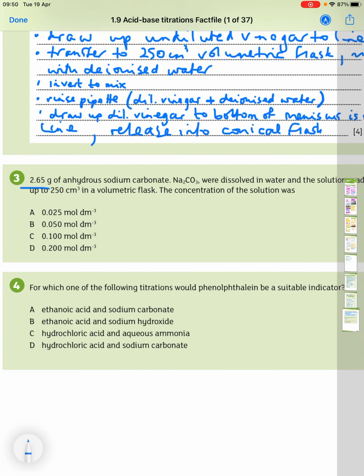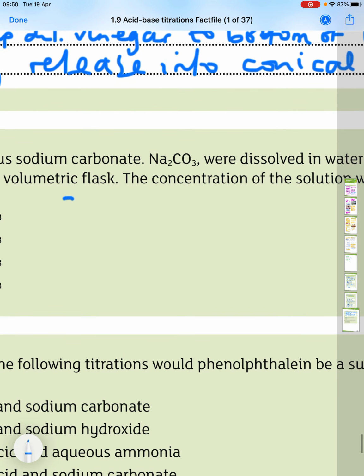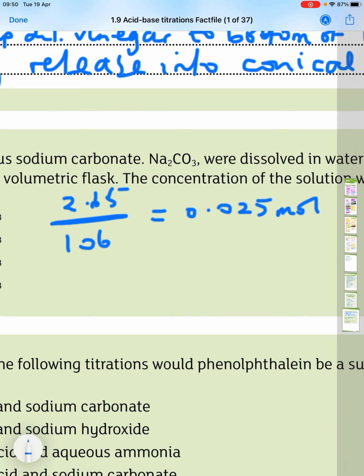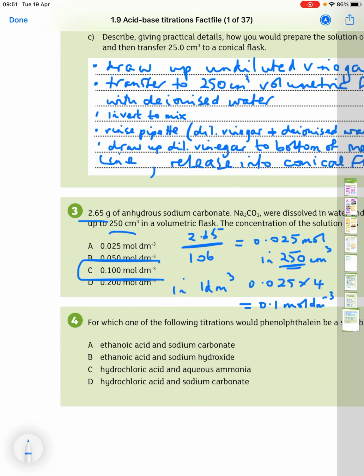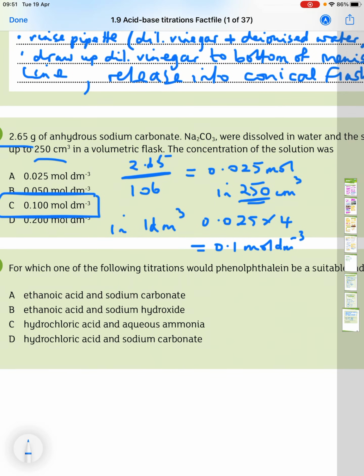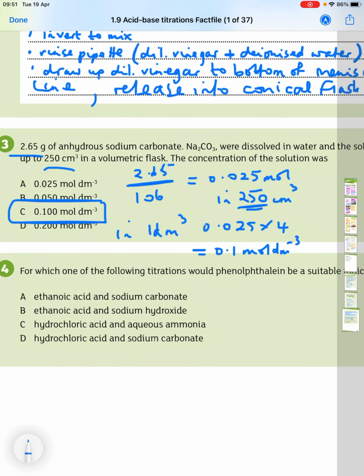Okay, number 3. 2.65 grams of anhydrous sodium carbonate were dissolved in water and the solution made up to 250 in a volumetric flask. So what was the concentration of the solution? So the number of moles is 2.65 divided by 106, which is the formula mass of sodium carbonate, which is 0.025 moles, and that's in 250 cubic centimetres. So in 1 dm cubed, it's 0.025 times 4, which is 0.1 moles per dm cubed, which is C.